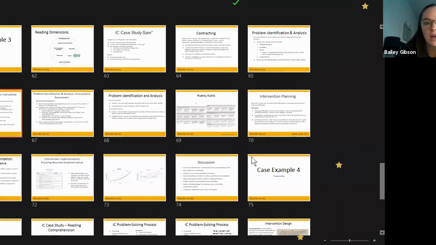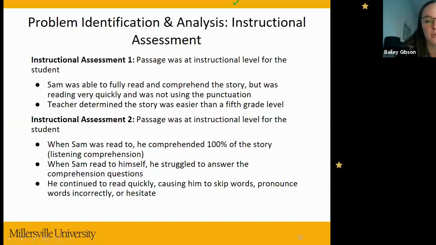The first one was done with a social studies article or passage. Afterwards, we figured that it might have been a little bit easier because she more or less gave it just because it was a good example of what they were learning about. So it might have been more like 4th grade, but he was able to fully read and comprehend the story. He was reading extremely quickly and wasn't using punctuation, but at that point, he was understanding it.